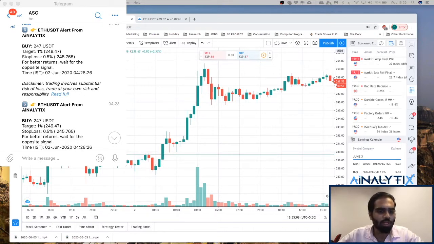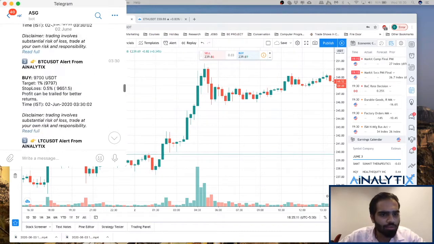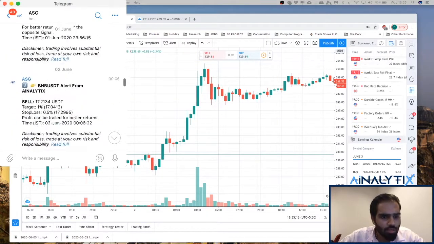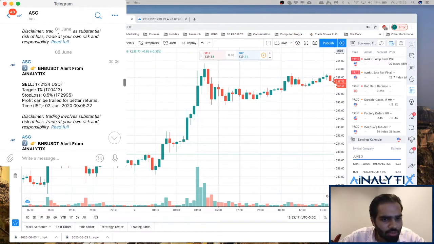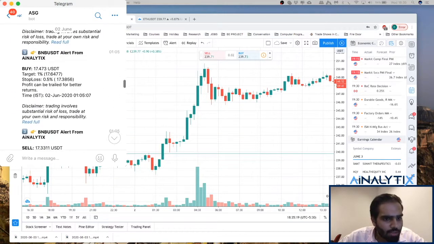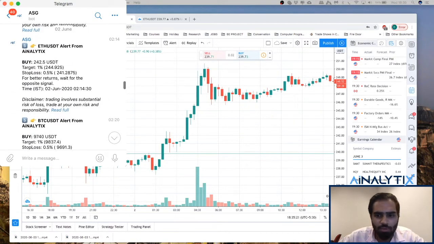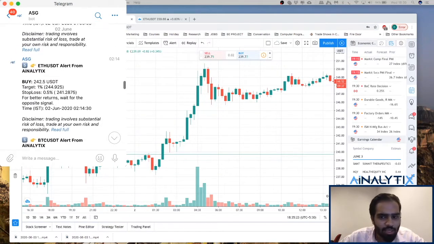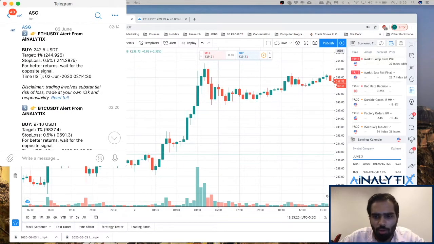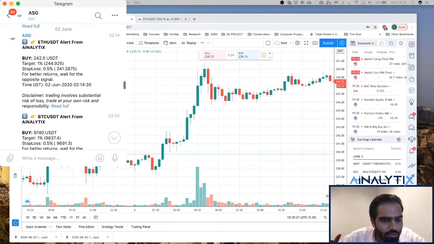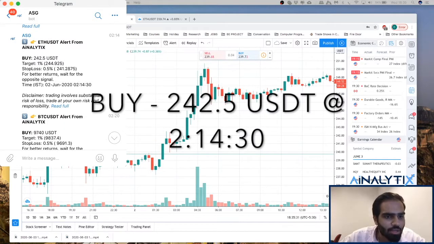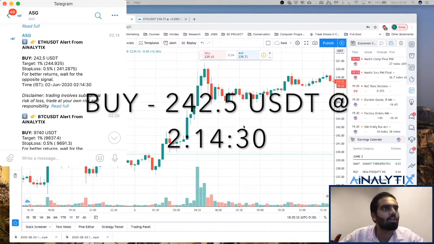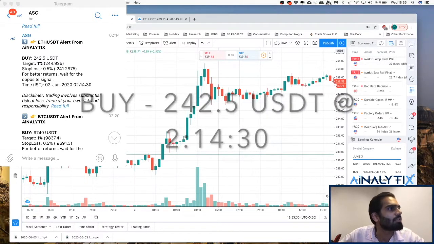So let's have a look at the signals that came on 2nd of June for ETH USDT. So we are looking for type 5 signals for ETH USDT. The reason I picked this date is basically because the market was very volatile this day, and let's see how our AI model worked on this day. So we receive our first signal at 2:15 a.m. at night at 242.5 level. Let's mark it on the chart.